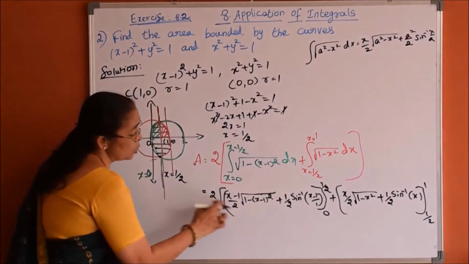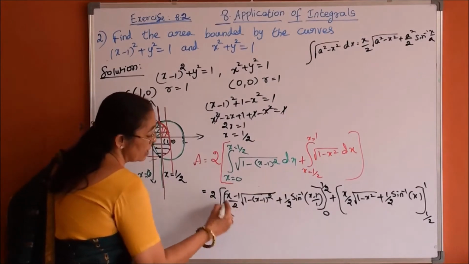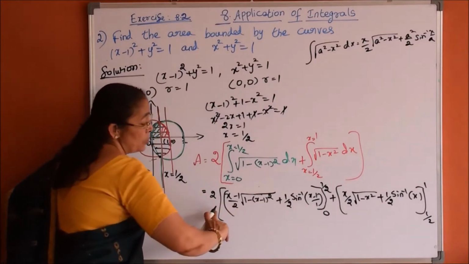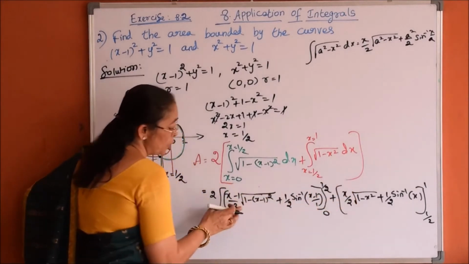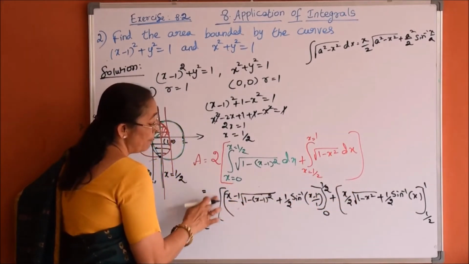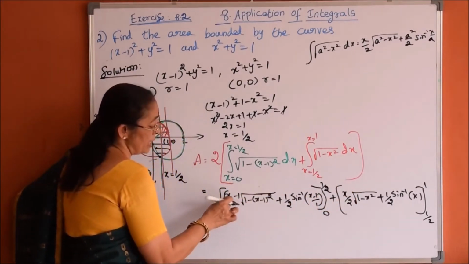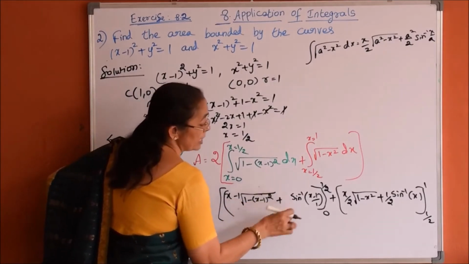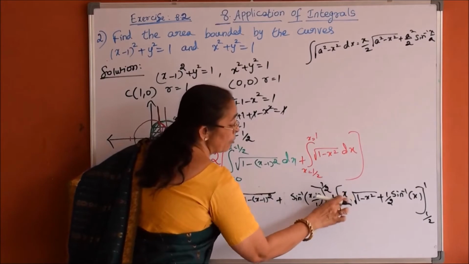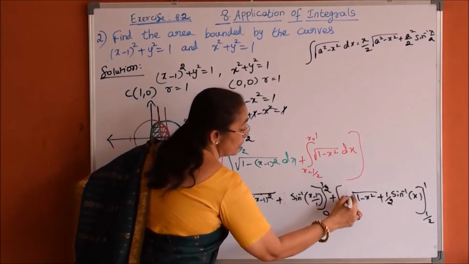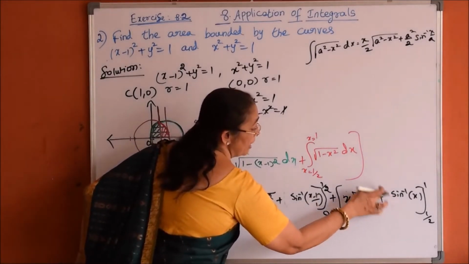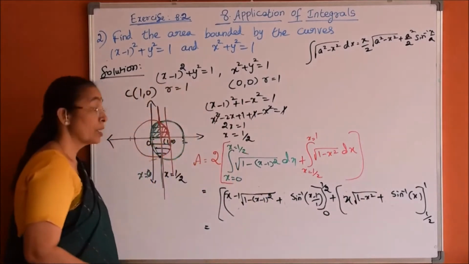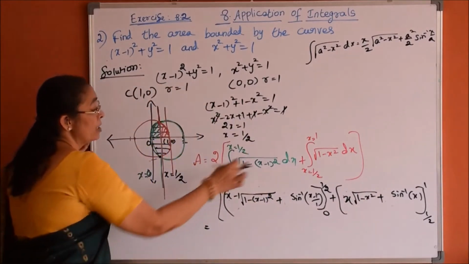So what happens, 2 into here, this term will get cancelled. Since 2 is there outside, everywhere 1 by 2 is there, so we can remove this 2. Everywhere this 2 into this x minus 1 by 2, 2 gets cancelled. Here 2 into 1 by 2, 2 gets cancelled. Again the 2 is applicable for this also. So x root 1 minus x square, again here 1 by 2 is there, 2 gets cancelled. So now we apply the limits.